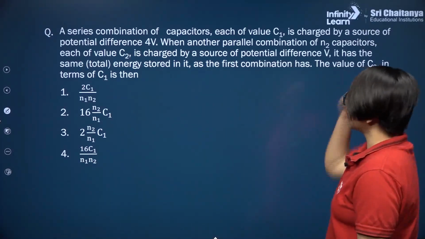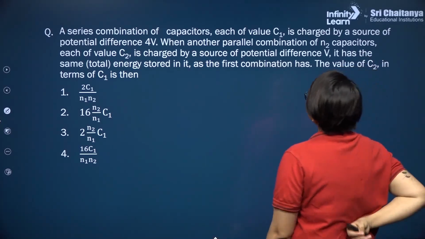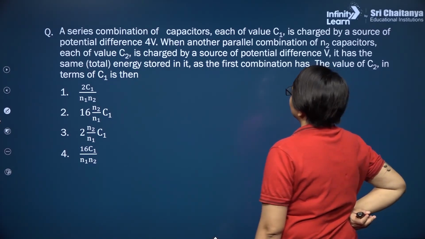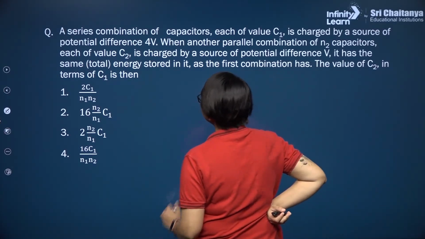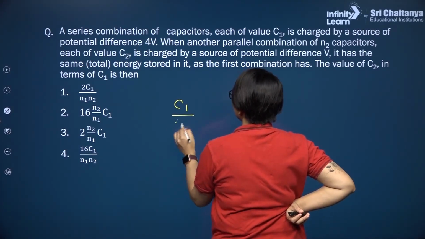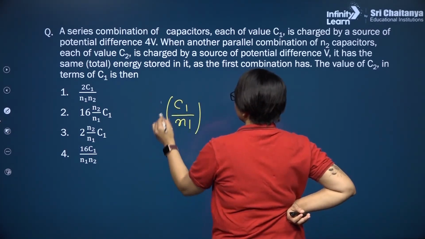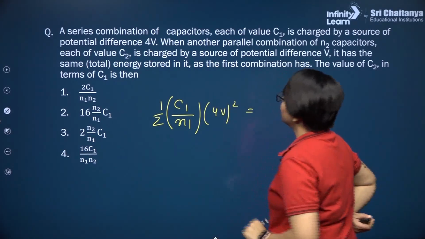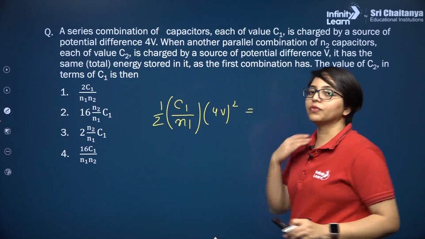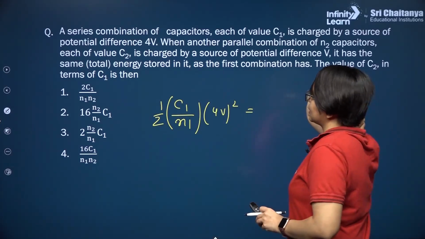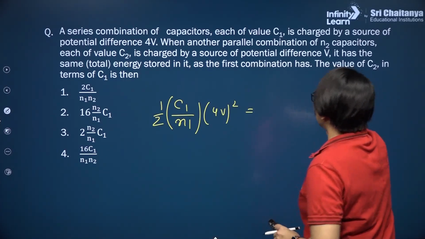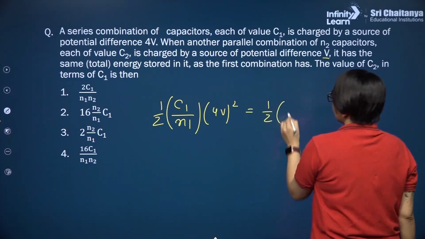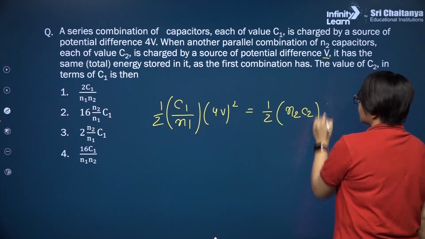Next is this one: series combination of capacitors, each of value C1, is charged by a source of potential difference 4V. So we have N1 capacitors in series, so their combination will be C1 upon N1, and the potential energy stored is half C equivalent into V square. It is equal to the potential energy stored in the combination of N2 capacitances connected in parallel, each of value C2, and the potential difference across them is V. So potential energy stored is half C equivalent, which is N2C2 for parallel, into V square.